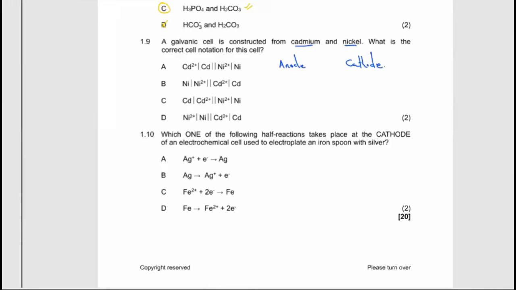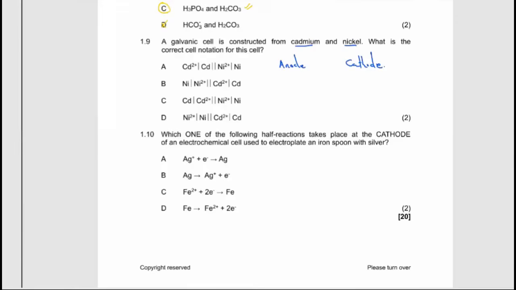So to go back to what we're having here, if I'm to write my Cd, let me copy this equation as it is. Cd2 plus 2 electrons gives a reversible reaction of Cd. The other one, Ni2 plus plus 2 electrons, gives a reversible reaction of Ni, which is a solid. Just to confirm, that's what we are having.